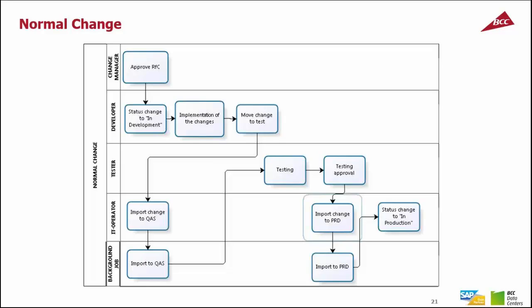In the next phase, the tester has to verify proper implementation of changes. After his approval, the IT operator can import changes into a production system. If the change is rejected in any of the mentioned phases, then it automatically returns to the development system and previous transport, and previous transports can be imported to the production system.